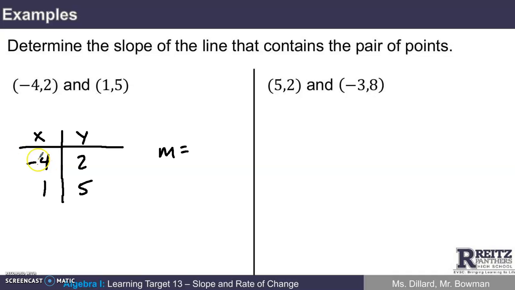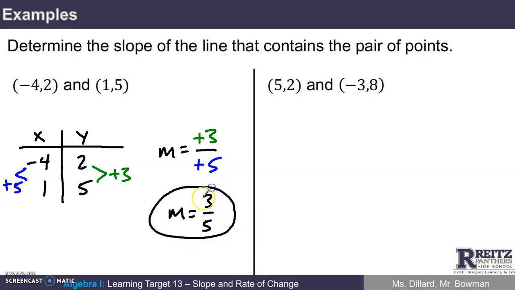What would I do to get from negative 4 to 1? I would add 5. Negative 4 plus 5 is 1. What would I do to get from 2 to 5? I would add 3. So my slope is positive 3 over positive 5. The 2 positives will divide to make a positive answer for the slope. And 3/5 does not reduce. So the slope is just 3/5.